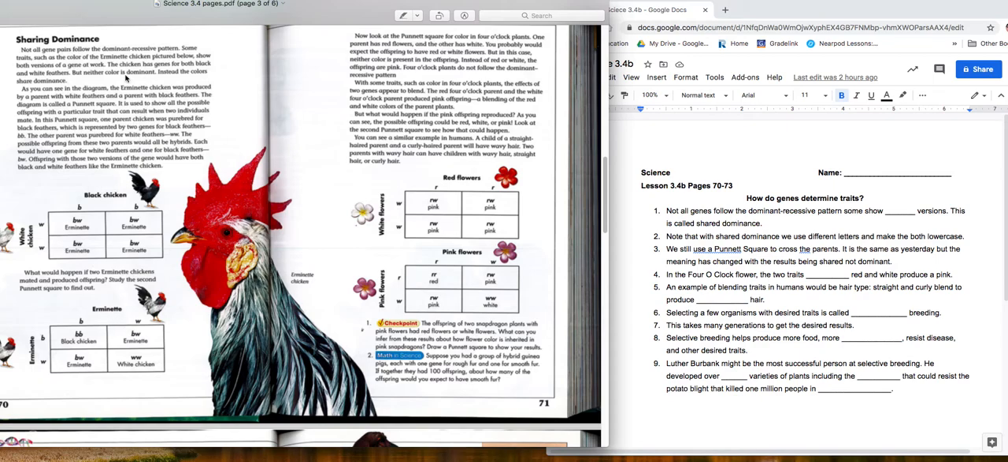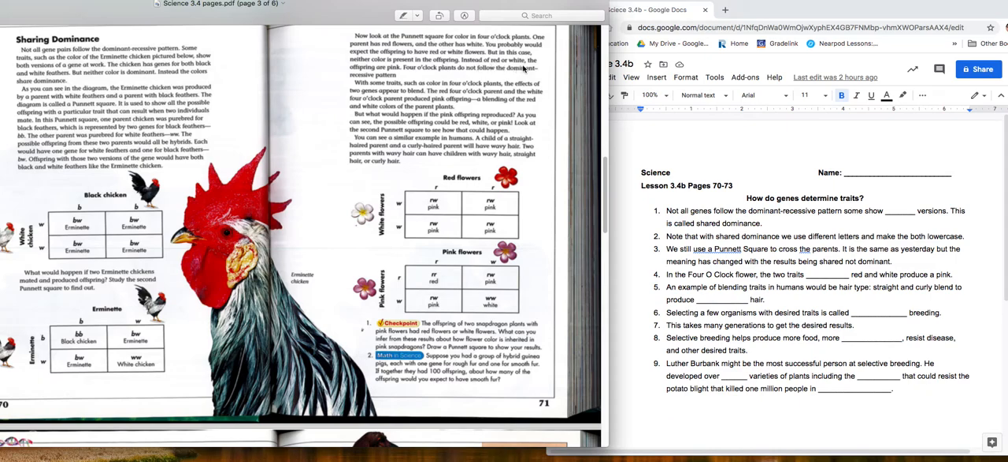So there was an example in the animal kingdom of sharing dominance. Now they'll give you an example in the plant kingdom. Now look at the Punnett square for colors in the four o'clock plants. One parent had red, the other had white. One would expect the offspring to have red or white flowers, but in this case, neither color is present in the offspring.